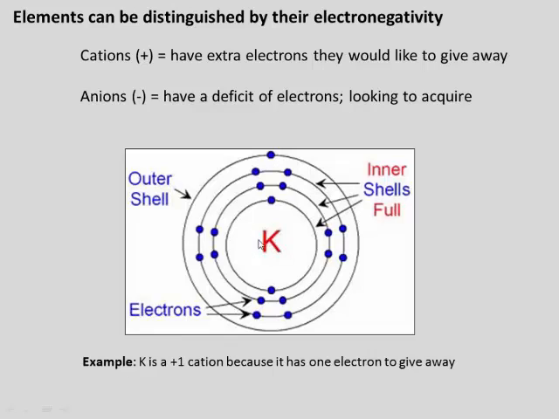Like potassium here is a +1 cation because it has this 1 electron in its outer shell, doesn't really fit well, and it wants to give it away. Other elements, if you had, say, for example, only 7 electrons in this shell, you might want to get an extra electron that would complete this shell, and that would make you an anion.